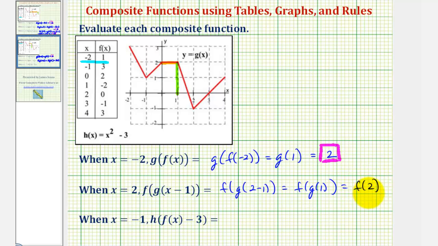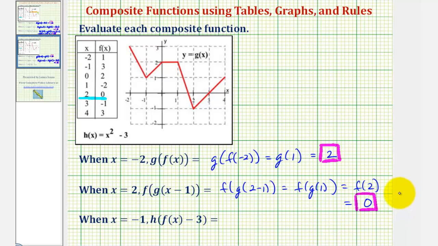So now we'll go to the table of values for f and determine the output or function value when the input or x value is +2. And notice here's where x equals +2 and the function value or output is 0. And since f of 2 equals 0, this is our composite function value.